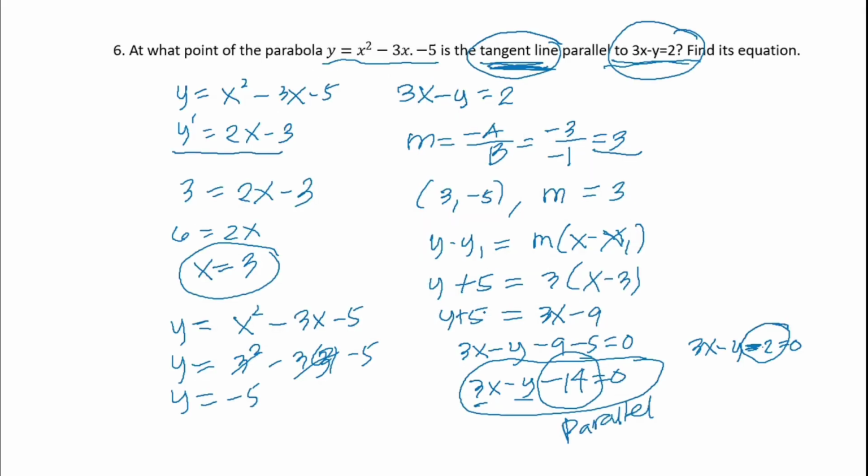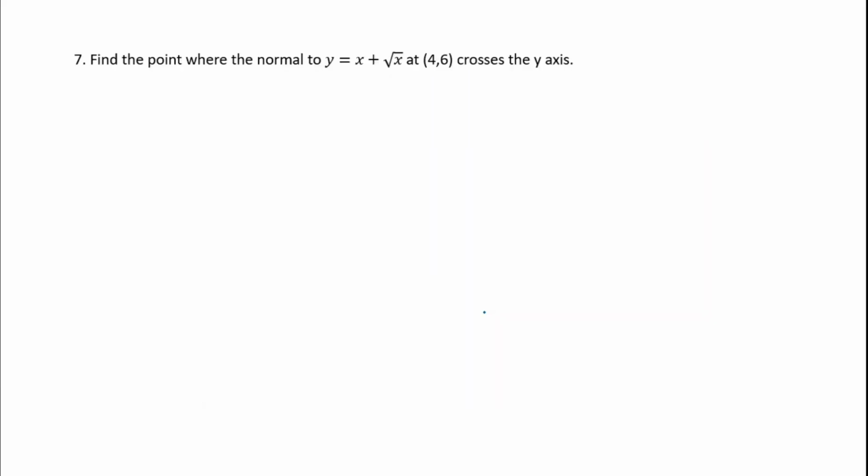Okay, so this is Example number 6. Find the point where the normal to y is equal to x plus the square root of x at 4, 6 crosses the y-axis. The first thing that we're going to do here is find the first derivative. The first derivative of this one is 1 plus 1 over 2 square root of x.